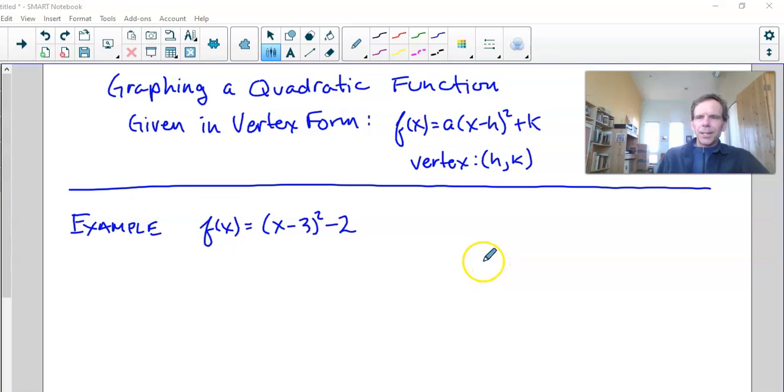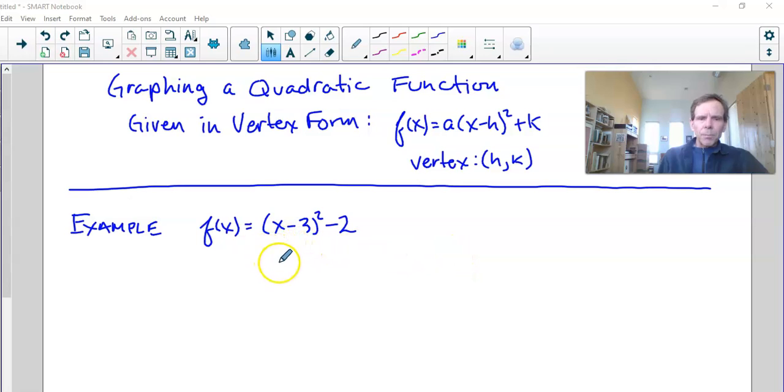All right, we're gonna look at graphing quadratic functions when the function is given to you in vertex form. So vertex form looks like this in the upper right here. f(x) = a(x - h)^2 + k. And the vertex is simply the h and the k, the ordered pair (h, k).